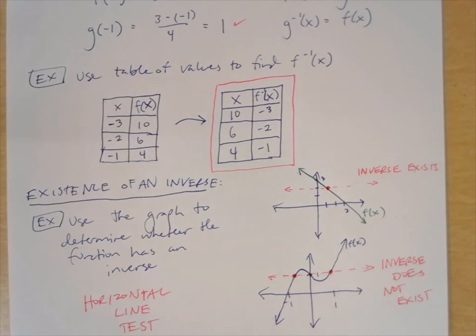One last note on that, do not confuse the vertical line test and the horizontal line test. Vertical line tests are for determining if a relation is a function. Horizontal line tests are only for inverses, only to determine if an inverse exists.